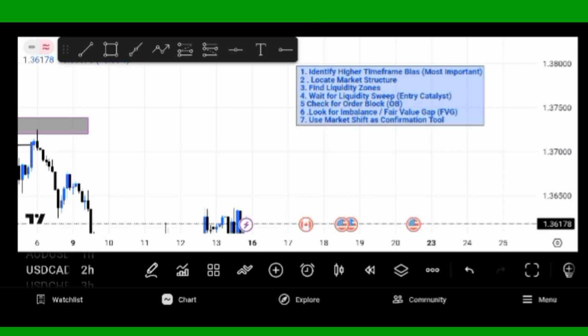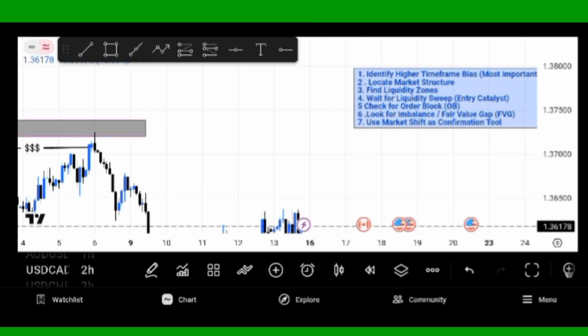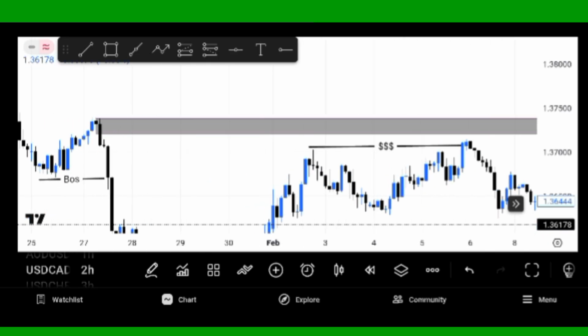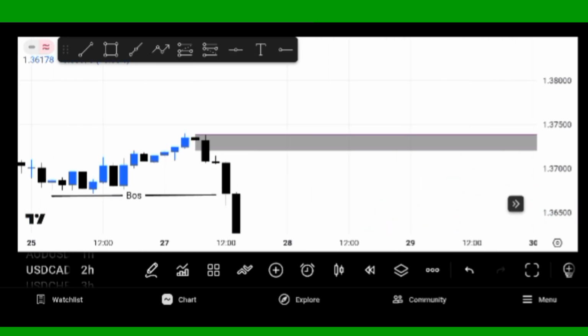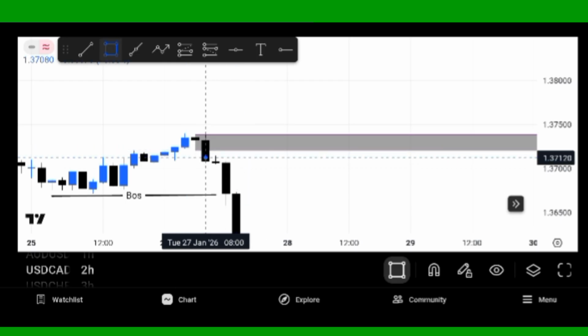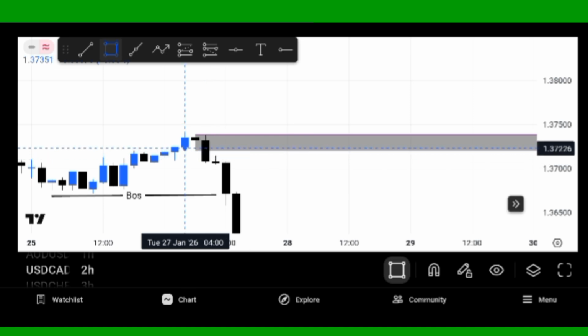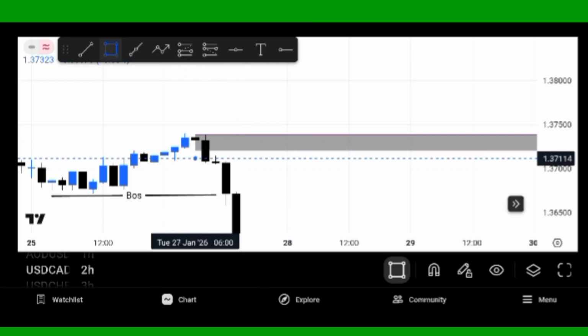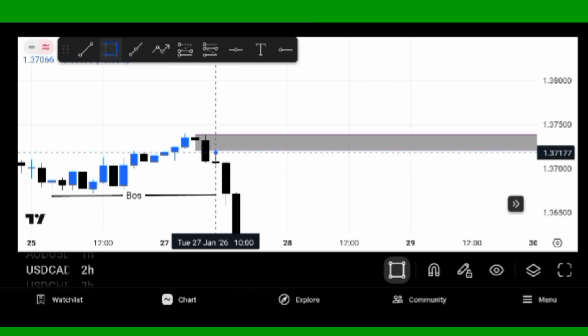The sixth one is to look for imbalance. A valid order block must have an imbalance, and this is a valid order block here. This is an imbalance. This is the gap. This is a fair value gap, also called an imbalance. So this is a good trade.